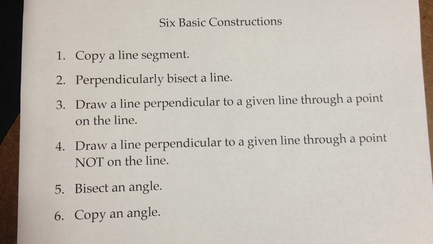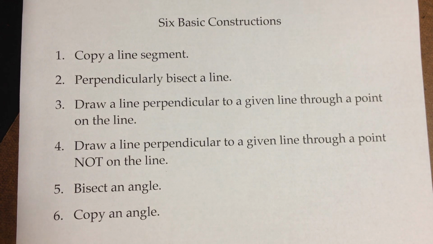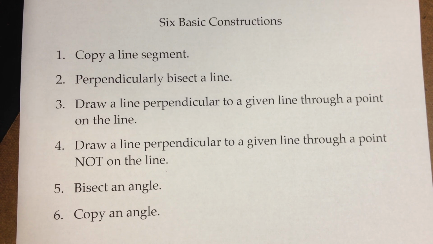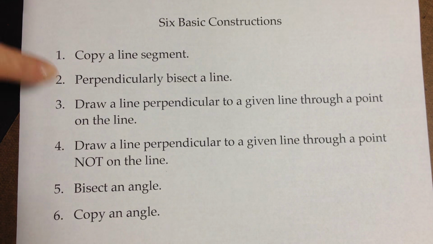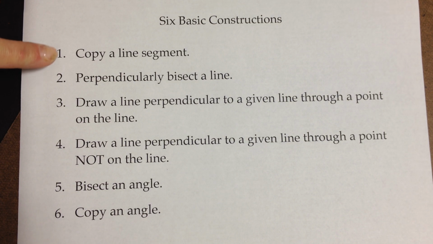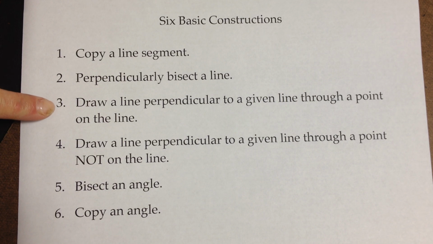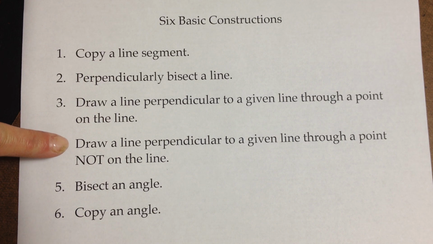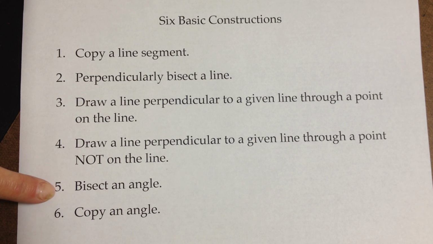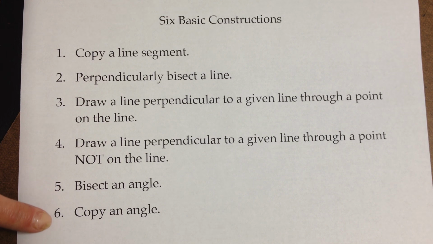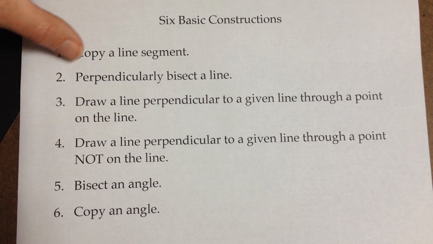Hello, today I'm going to demonstrate the 6 basic constructions. These are to copy a line segment, to perpendicularly bisect a line, to draw a line perpendicular to a given line through a point on the line, to do that same perpendicular to a point not on the line, to bisect an angle, and to copy an angle.